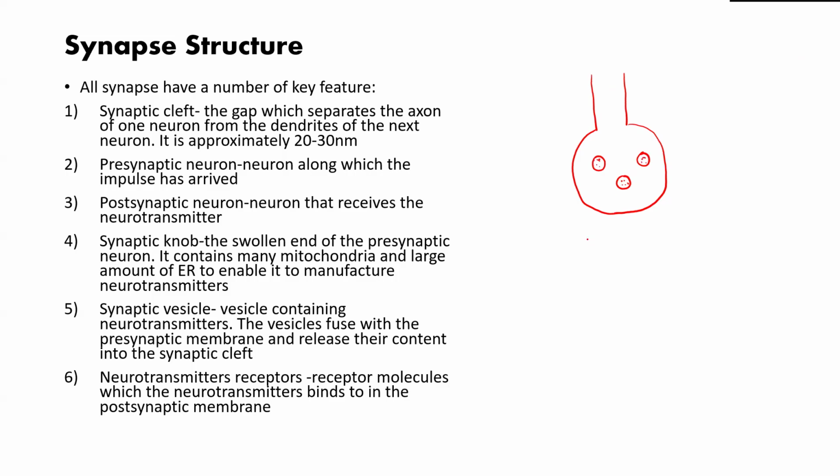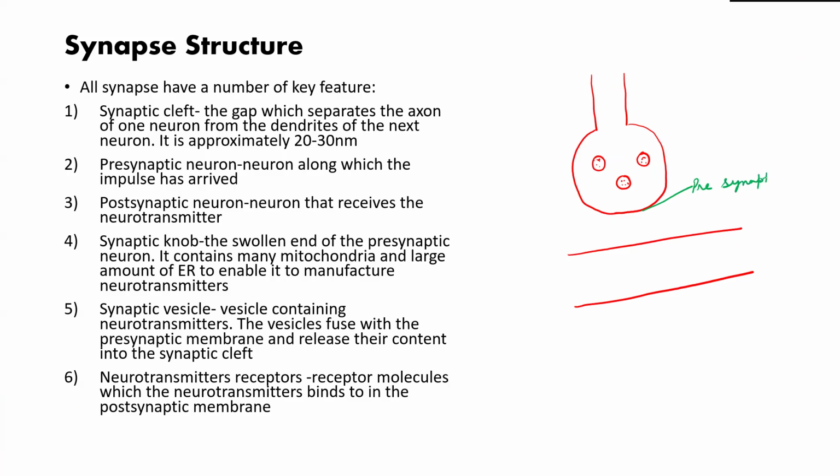Now they have to give the impulse, or you can say the generation of action potential has to be done in another neuron, meaning the dendrite. So let us assume this is the dendrite of the next neuron. So this is known as the presynaptic membrane.